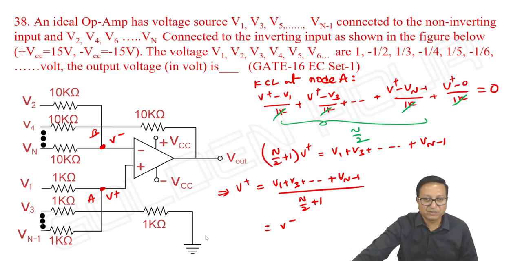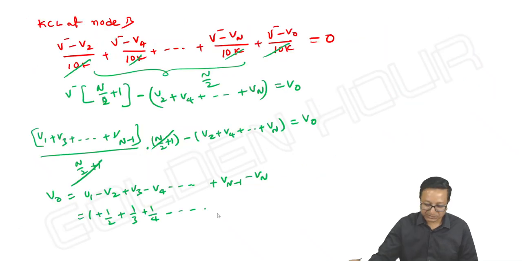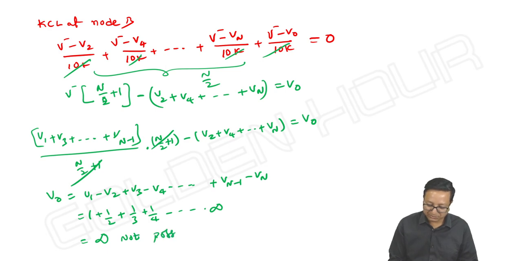So if you observe this particular case, there are infinity terms. Then what is the sum of all these infinity terms? It looks like the output is infinity. Is it possible? Not possible. If n tends to infinity.